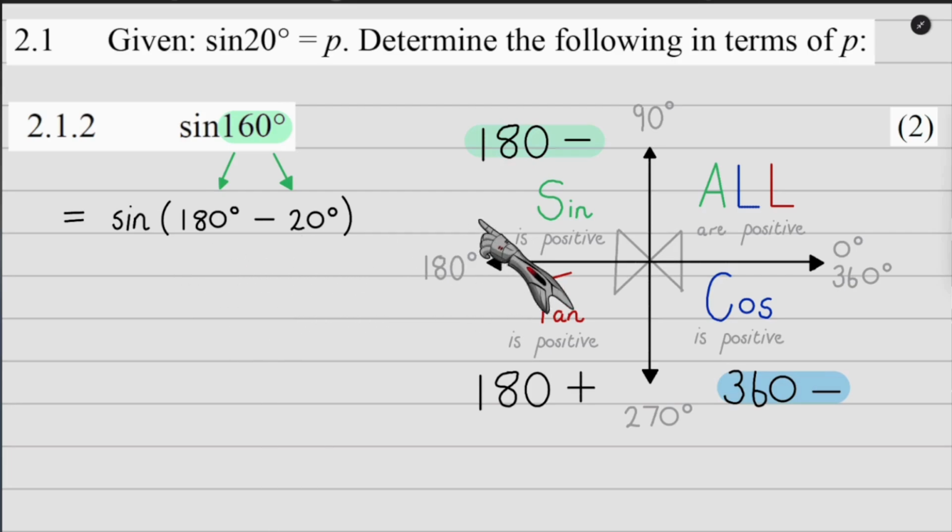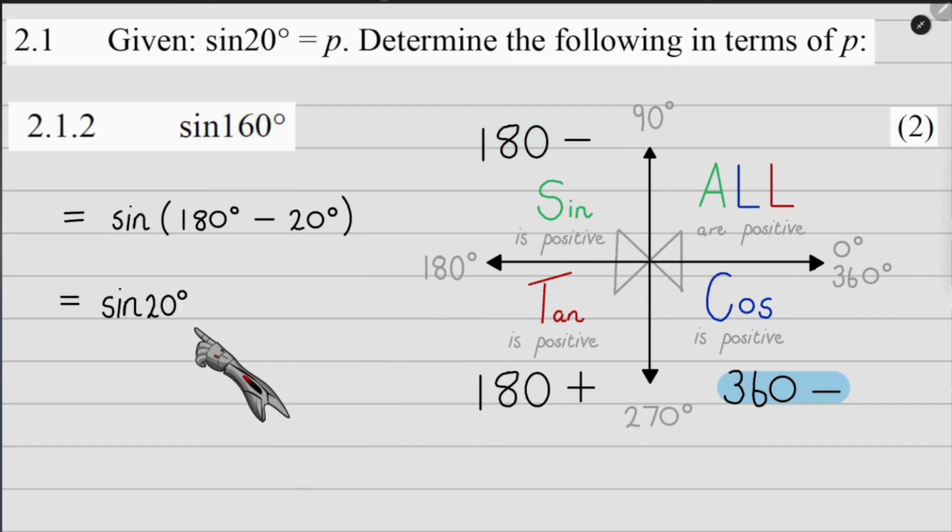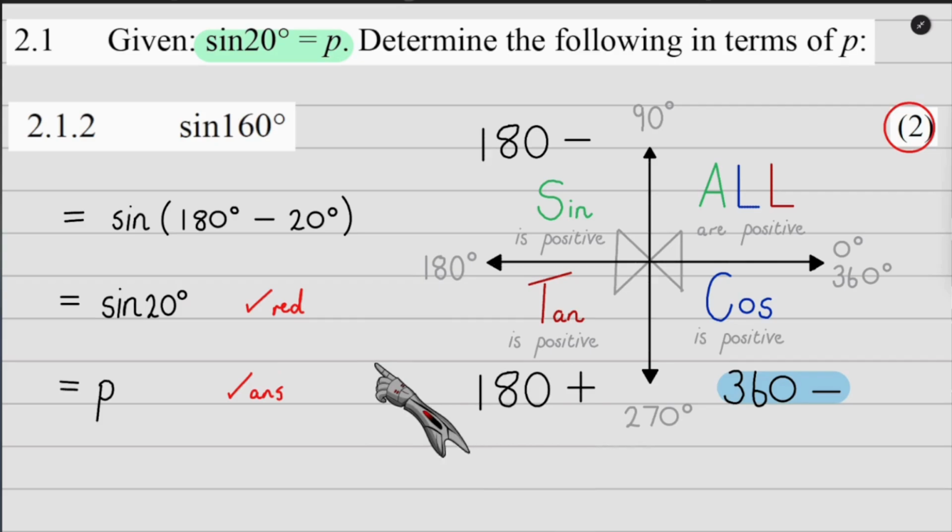Okay, now we can reduce. We're in the 180 minus quadrant, so sine is positive over there. So this whole mess will just transform into sine of 20. And now we've successfully reduced it. Sine of 20 is the same as p, so we're going to switch it out once again. And we're left with a toasty little p as our answer. Your 2 marks, much like the last question, come from the reduction as well as the final answer of p.